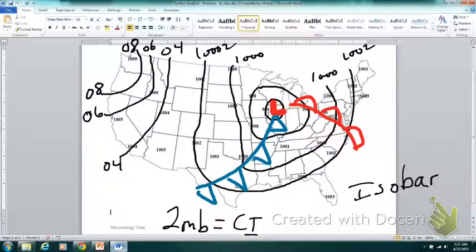We will do a lot more practice with this over the next week. Be ready for class tomorrow to do some contouring and start analyzing weather.